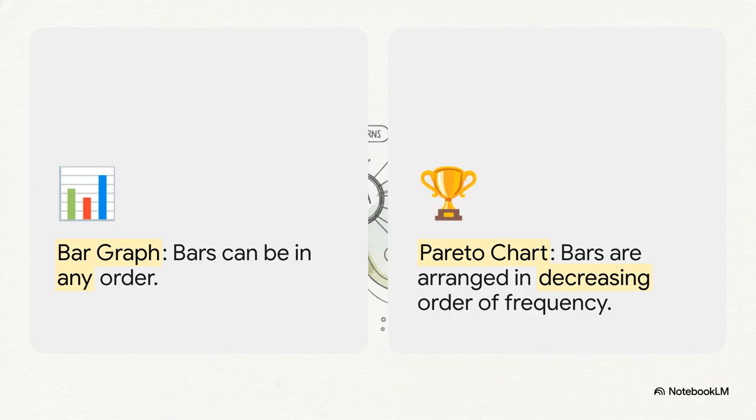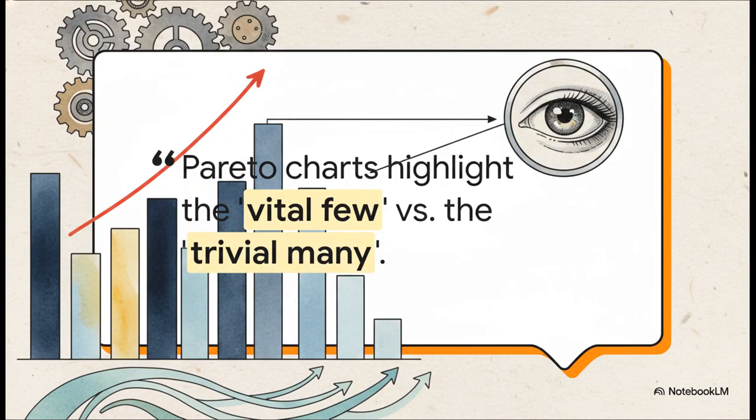Now, let's level up a little bit and talk about a powerful variation of the bar graph called the Pareto chart. It follows all the same rules, but with one single game-changing twist. The bars are always arranged in decreasing order of frequency, from tallest to shortest. And you might think, so what? But that one little change is huge.